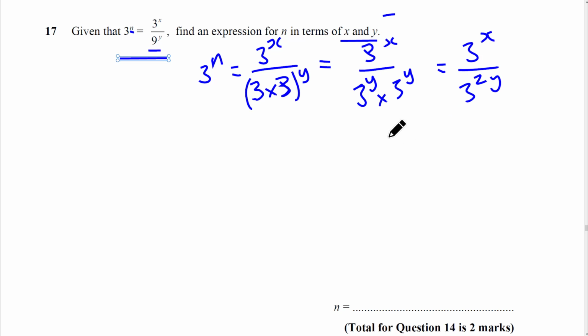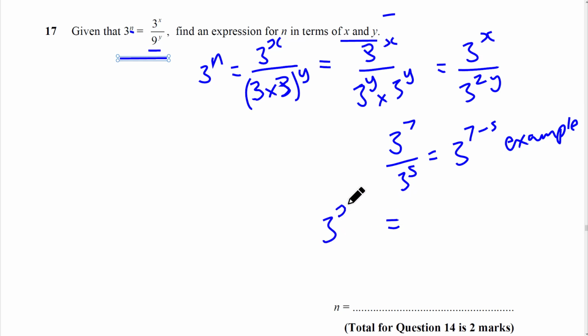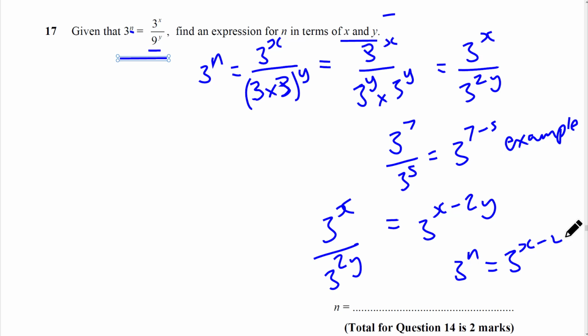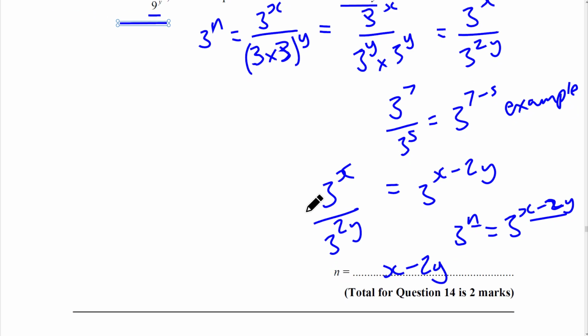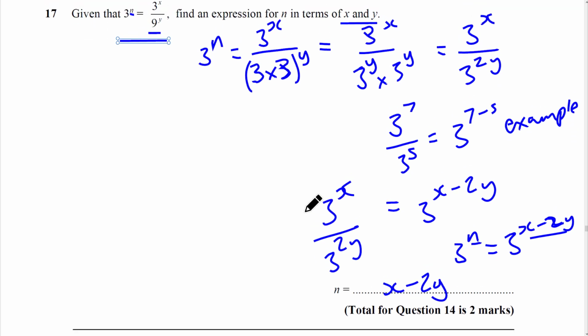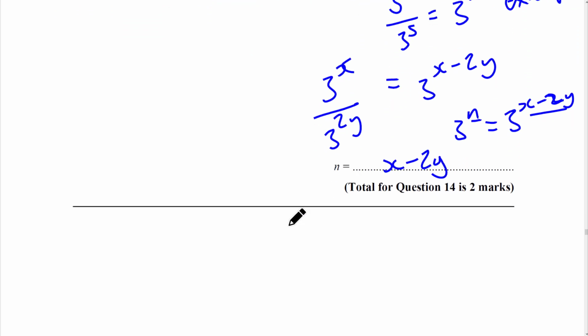Now the rules of indices. Remember, if you had something like 3 to the 7 divided by 3 to the 5, that equals 3 to the 7 minus 5, for example. So just because there's letters, if we simplify 3 to the x over 3 to the 2y, that's just going to be 3 to the x minus 2y. So now we've got 3 to the n equals 3 to the x minus 2y. Can you see what matches? n must equal this. So n equals x minus 2y. That is tricky for a lot of students. Unless you see something like that appear, you won't know how to apply your skills to do that. So hopefully that's going to help you out a bit.